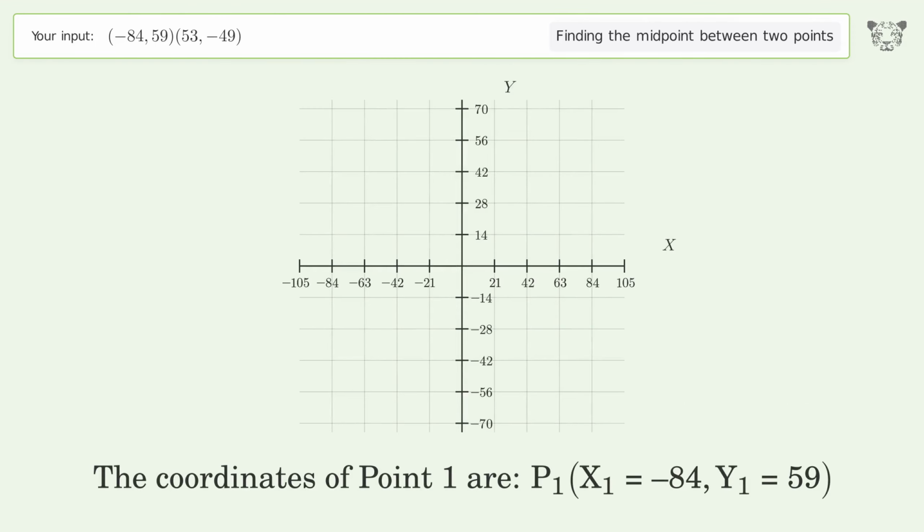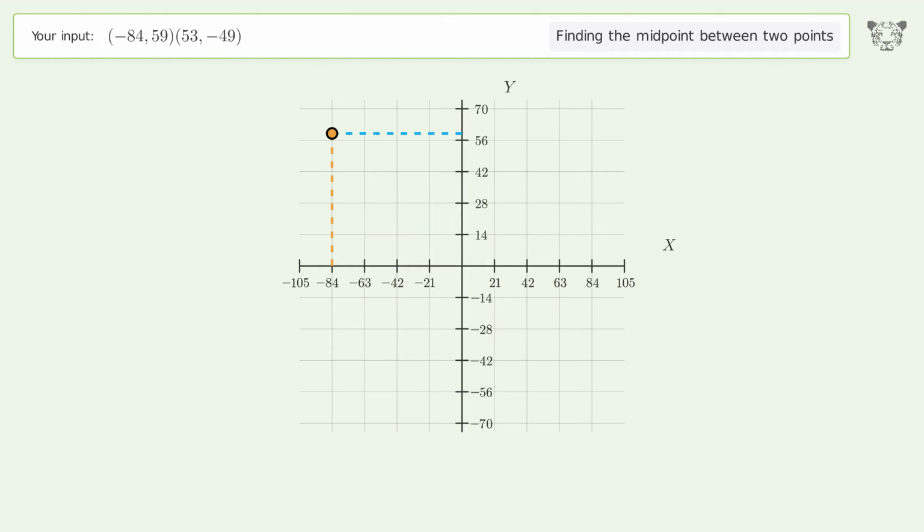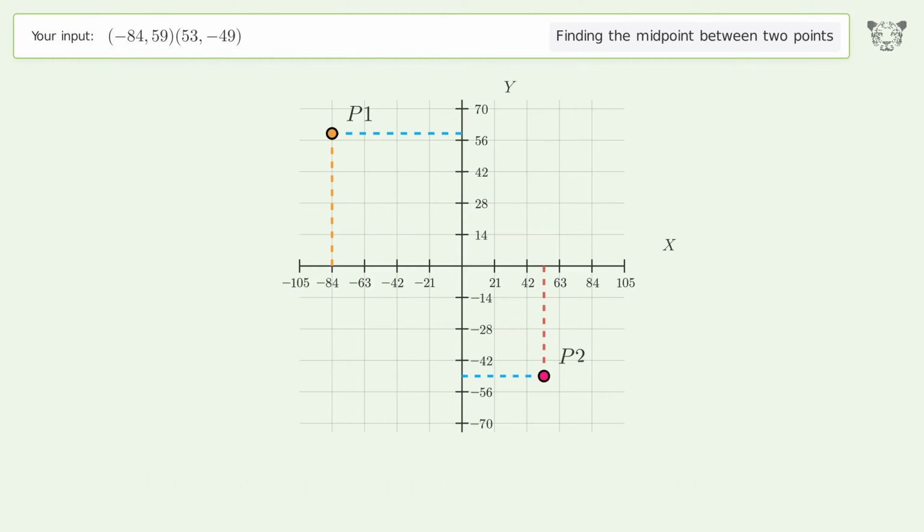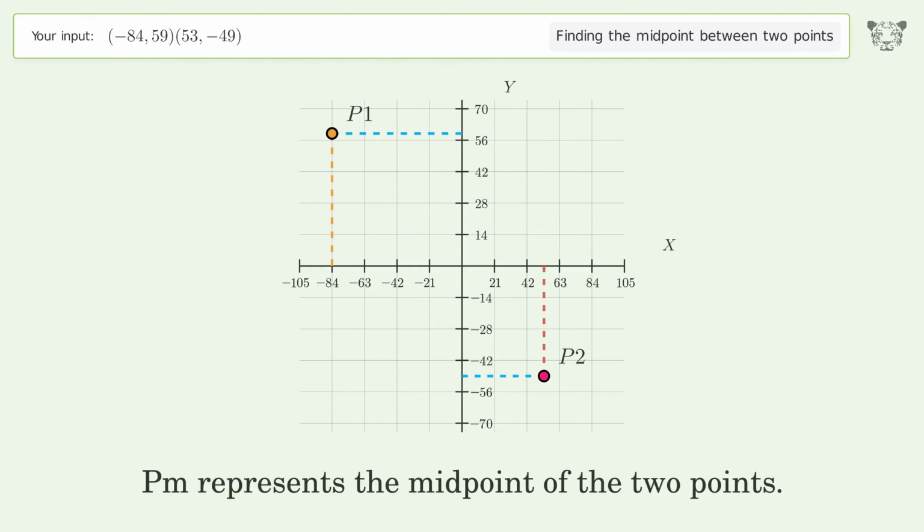The coordinates of point 1 are, x1 equals negative 84, y1 equals 59. The coordinates of point 2 are, x2 equals 53, y2 equals negative 49. PM represents the midpoint of the 2 points.